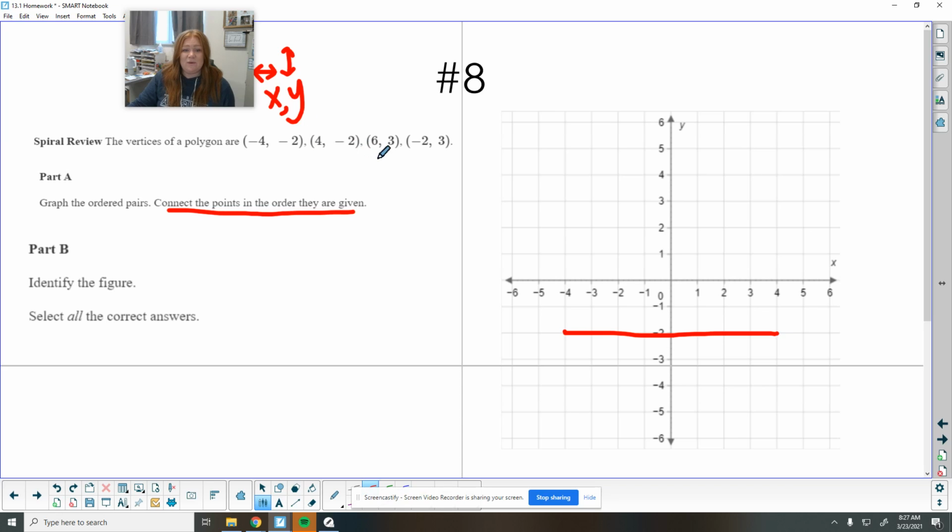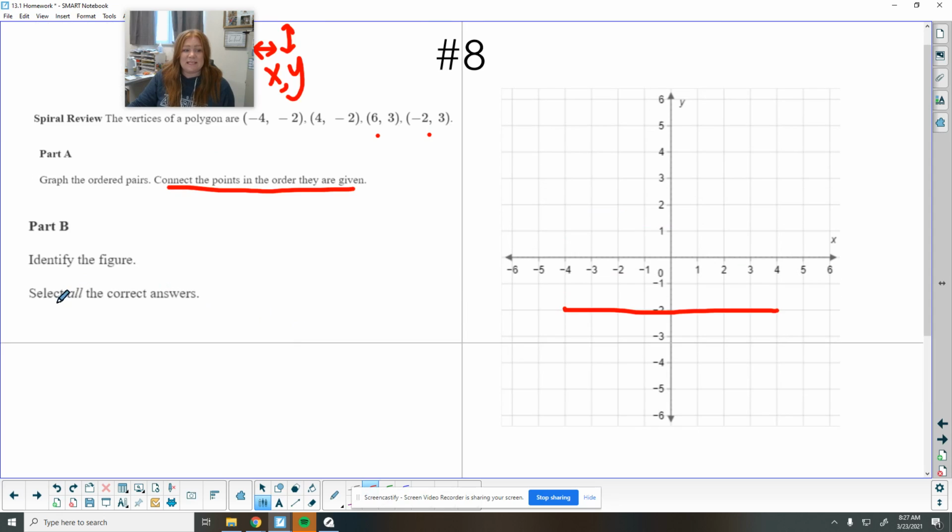So I want you to see if you can finish these shapes, and then you need to select all of the correct answers. So decide, is that shape a parallelogram? Are the sides parallel? Is it a rectangle? Does it have right angles? Is it a trapezoid? Does it just have one set of parallel sides? And there could be more than one answer, right?